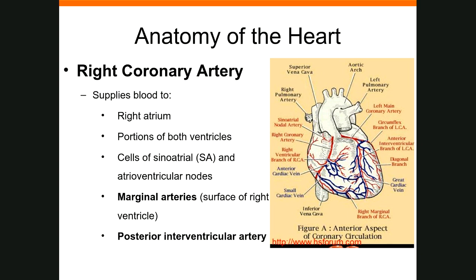So the right coronary artery supplies blood to the right atrium and a portion of both ventricles, right? And there is a pacemaker existing here. It also supplies blood to it. Some cells that we call sinoatrial cells are very important in originating an impulse. When they get stimulated, they originate an action potential and make the cardiac muscle contract.